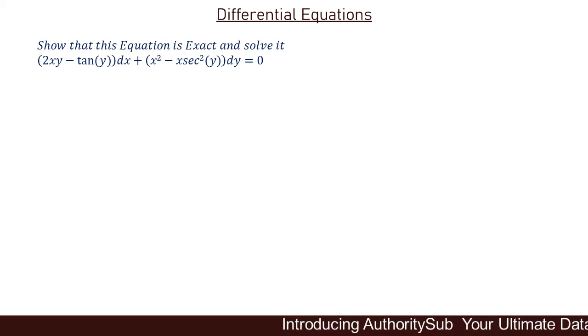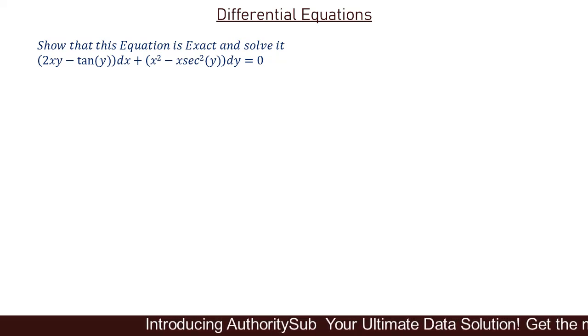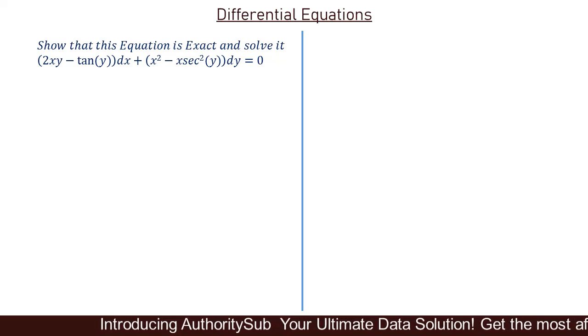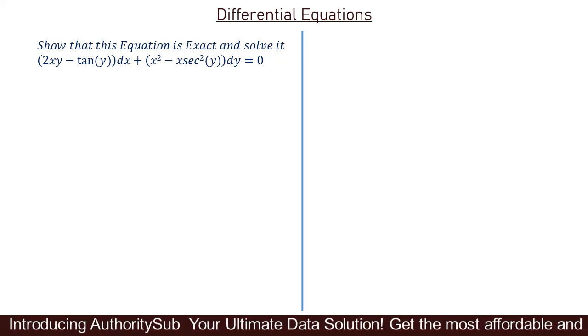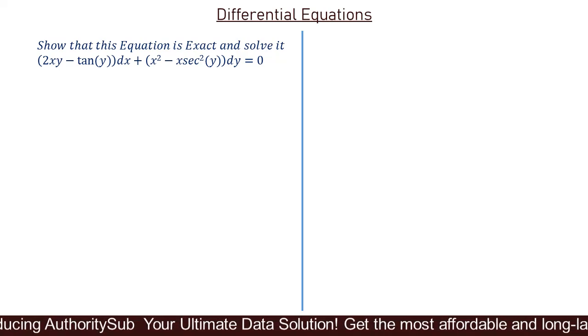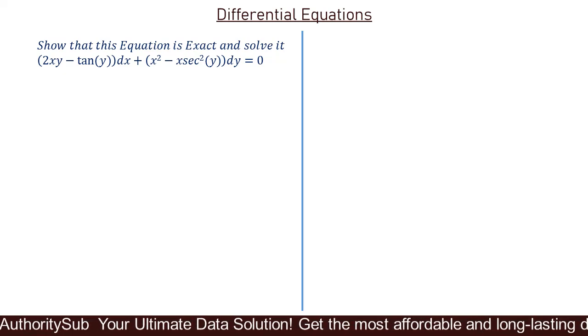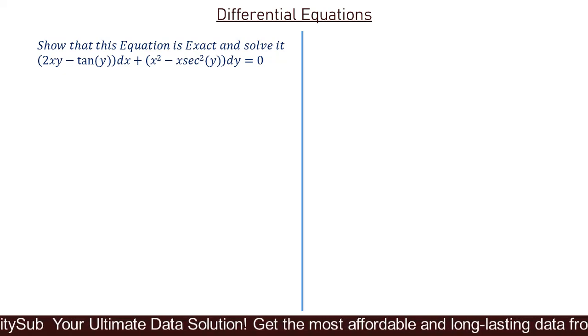Today, I want us to take a look at this problem under exact equation made easy. We are asked to show that this equation is exact and we are to solve it: (2xy − tan y) dx + (x² − x sec² y) dy = 0, right? So we are asked to show that this equation is exact and we are to solve it.